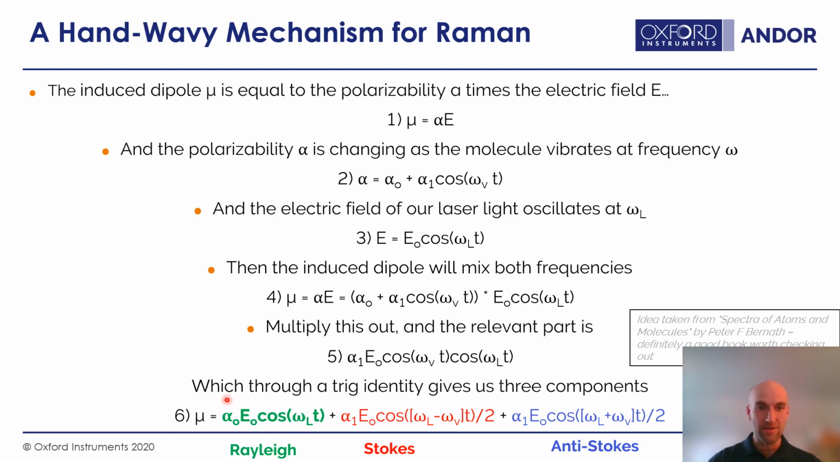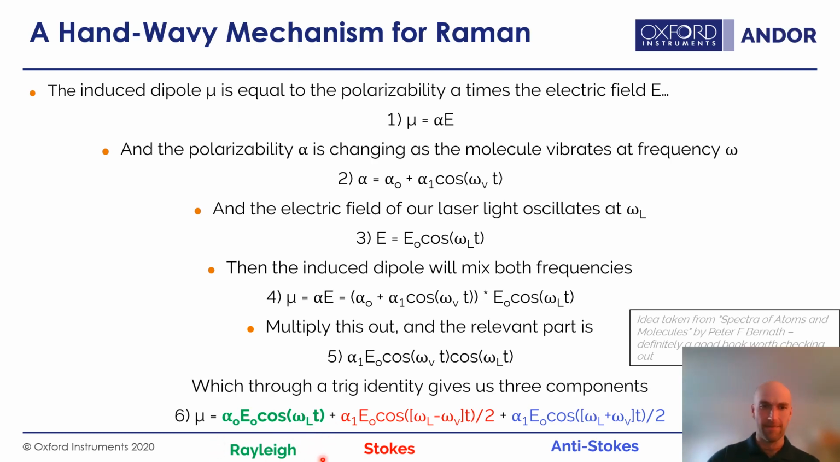And you can see that's the static part or the steady state part of the polarizability of the molecule, the electric field magnitude, and then the cosine of the laser. So this is just the cosine of the laser frequency times time. This is just the laser now. So this is the same energy as the laser came in, the same wavelength or frequency as the laser came in.